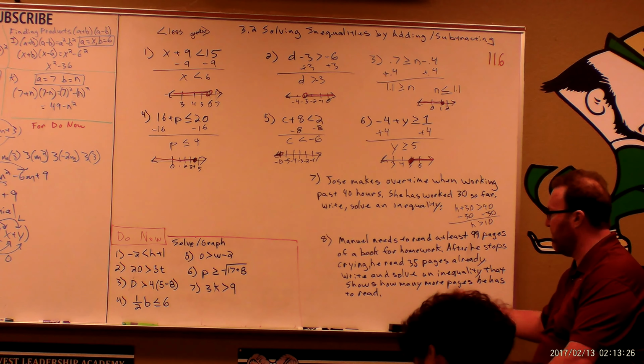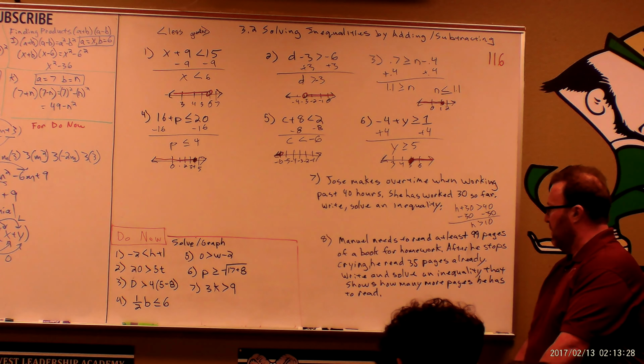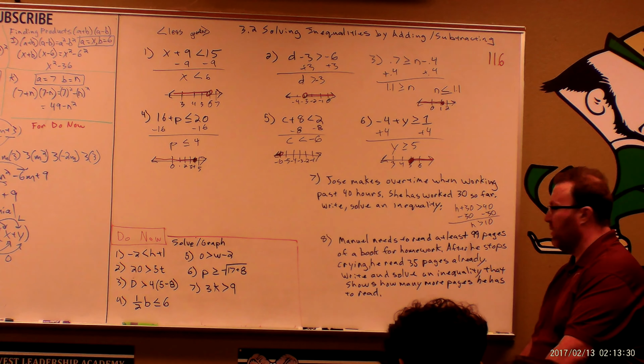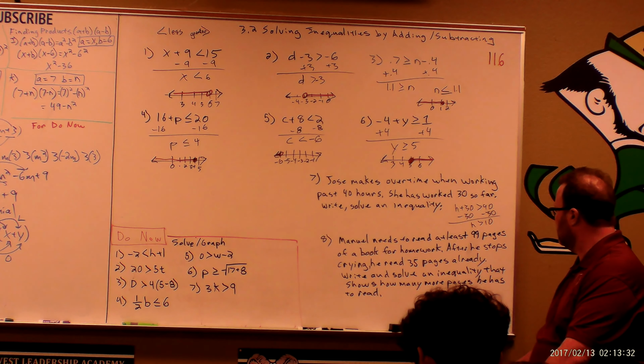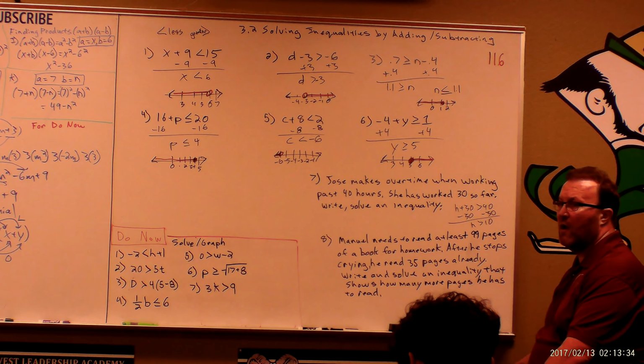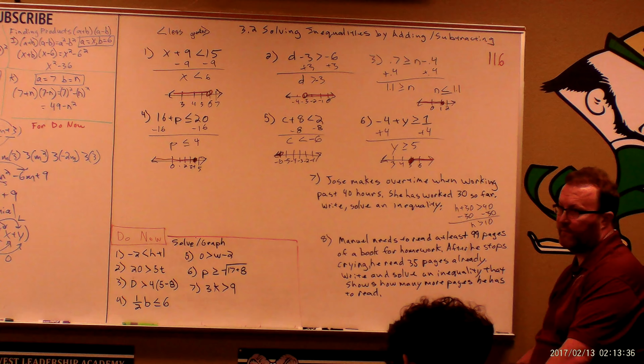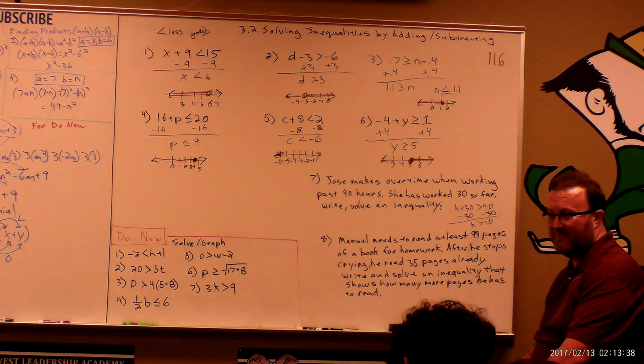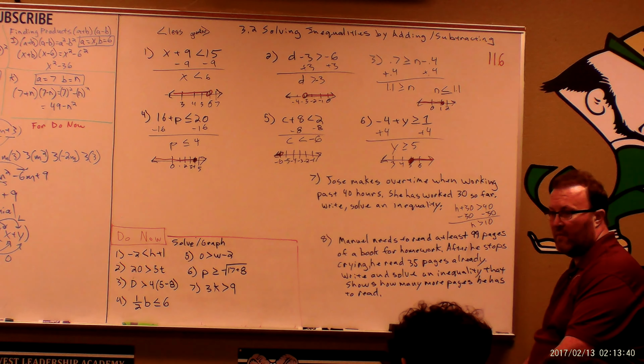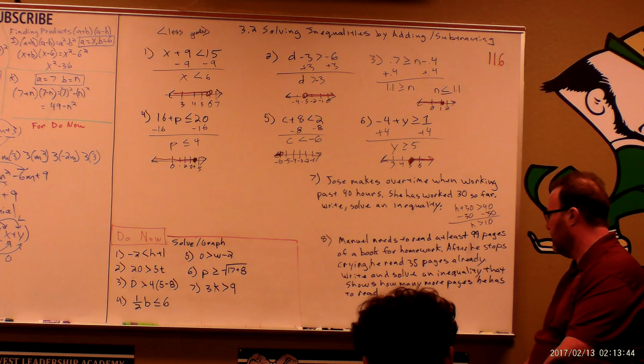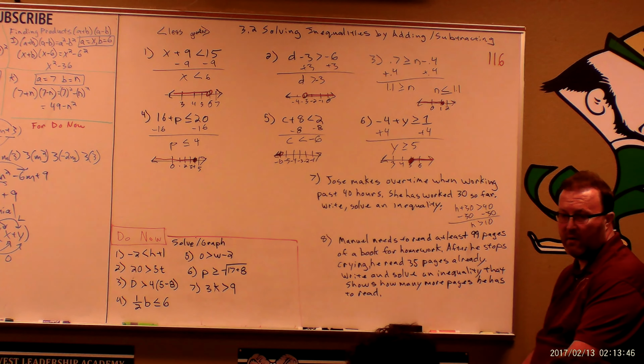Jose, go read the last one for me, please. Manuel needs to read at least 99 pages of a book for homework. After he stops crying, he read 35 pages already. Write and solve an inequality that shows how many more pages he has to read.